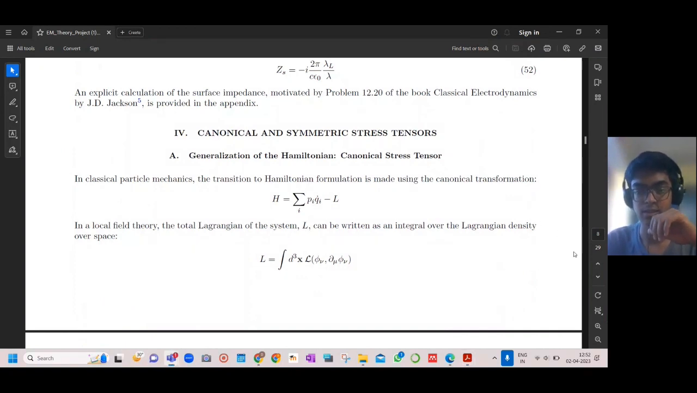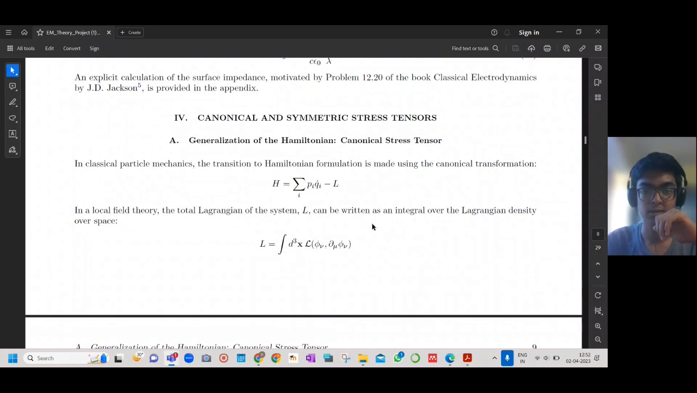Hi, Devashish here. I'll be talking about the canonical stress tensor for electromagnetism and conservation laws. So just a brief recap of a small part of classical mechanics. If you're given a Lagrangian for a system, then we could transform to the equivalent Hamiltonian formalism using the canonical transformation, which is given as follows.